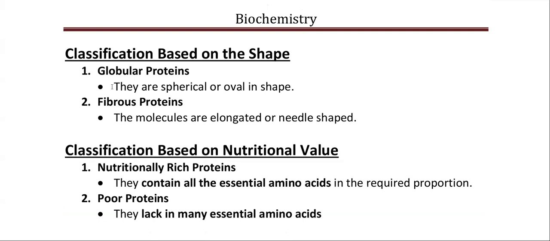Classification based on the shape. Globular proteins are spherical or oval in shape. Fibrous proteins, the molecules are elongated or needle shaped. Classification based on nutritional value. Nutritionally rich proteins contain all the essential amino acids in the required proportion. Poor proteins lack many essential amino acids.